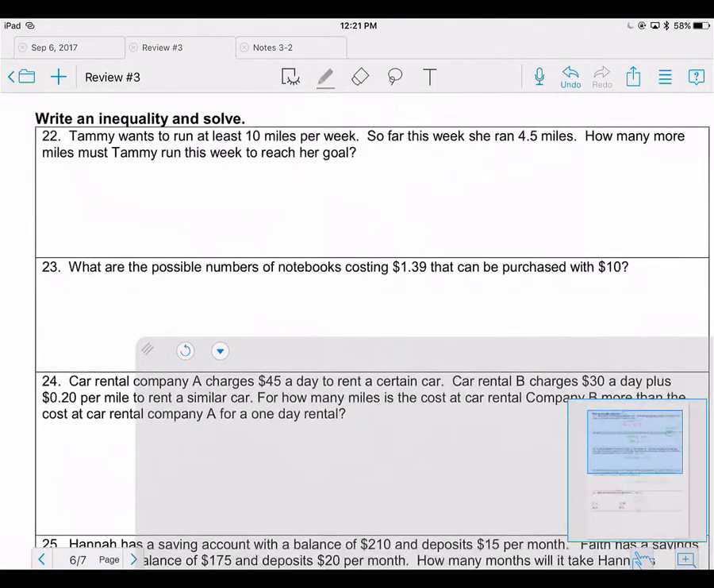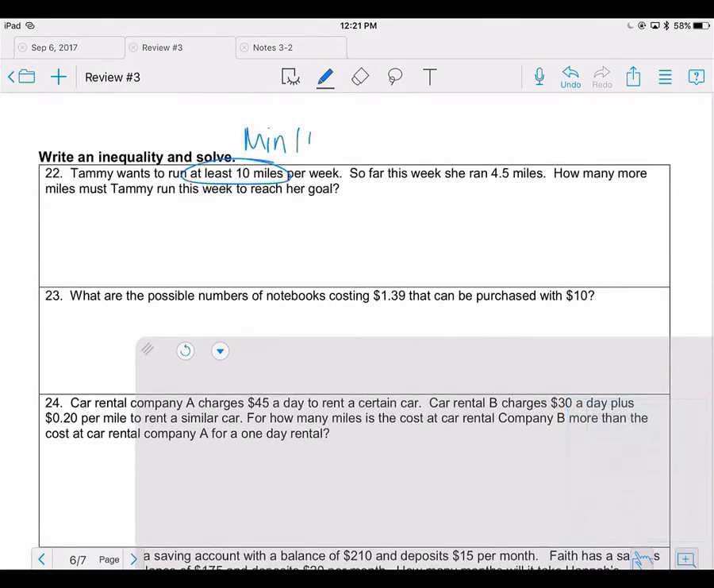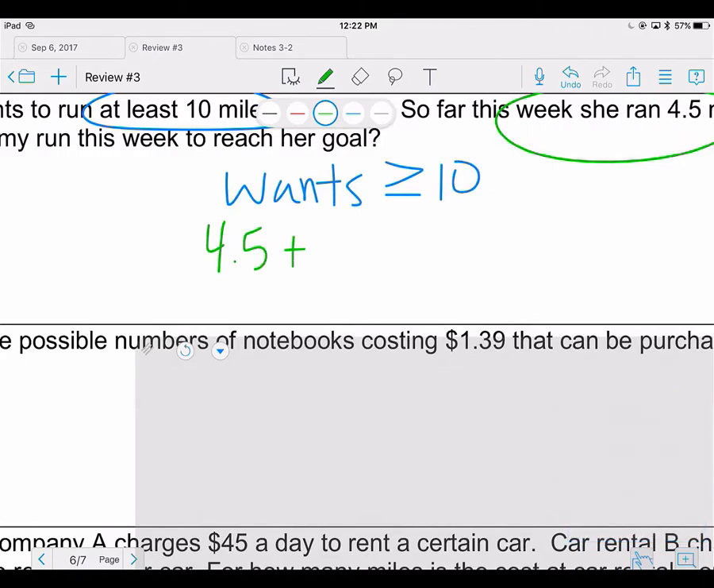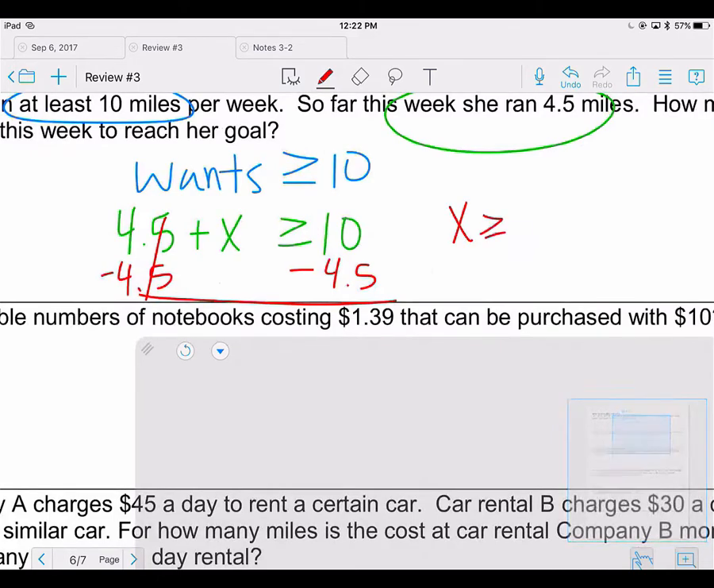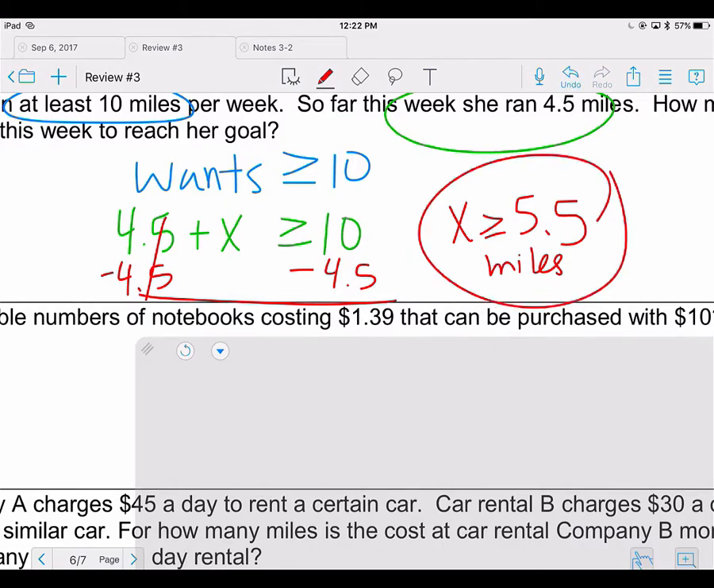For problem 22, Tammy wants to run at least 10 miles per week. So at least means a minimum of 10. So she wants at least 10. What she wants needs to be greater than or equal to 10. So far, she has run 4.5 miles. So 4.5 plus whatever is missing is greater than or equal to 10. We subtract 4.5 from both sides. So x is greater than or equal to 5.5 miles, meaning if she runs 5.5 or more miles, she will have run what she wants to for this week.